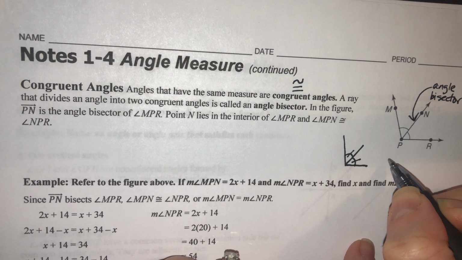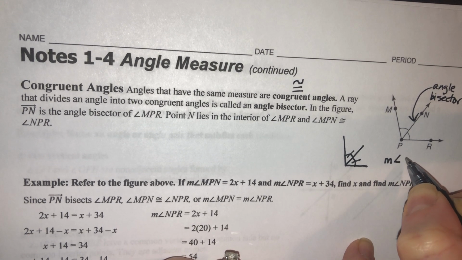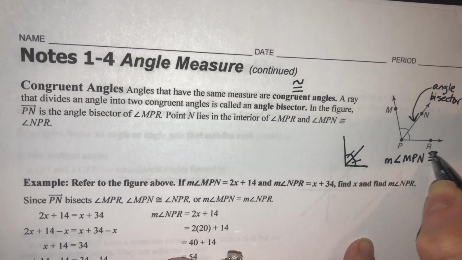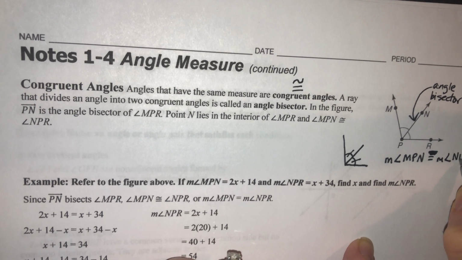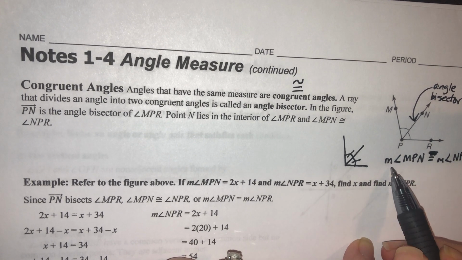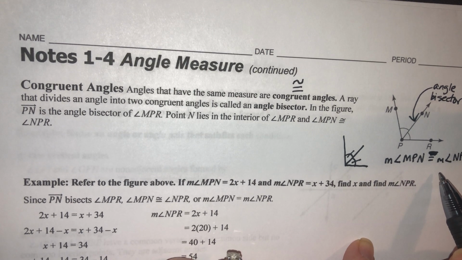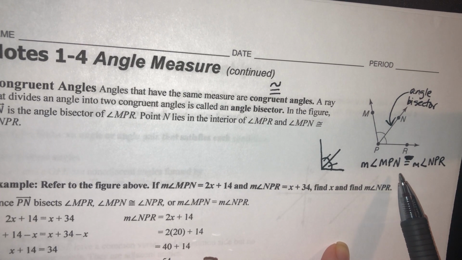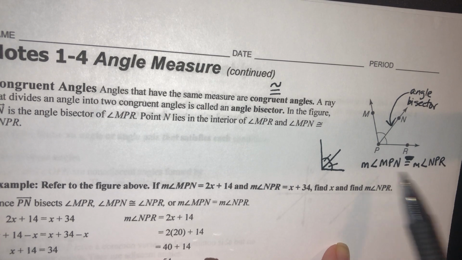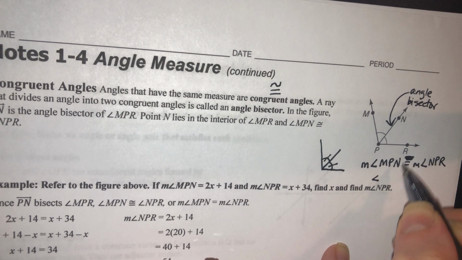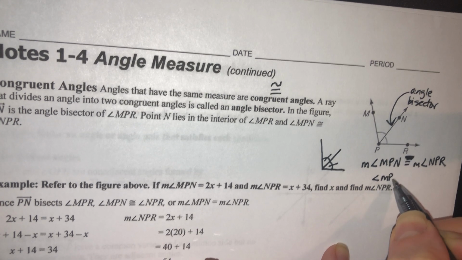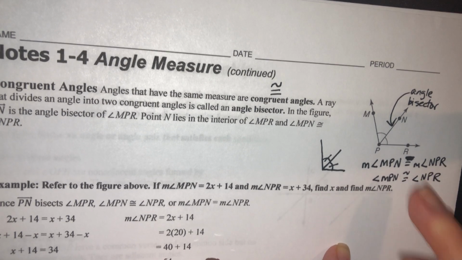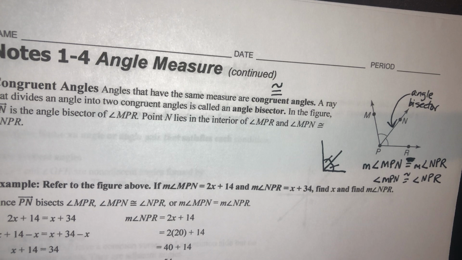And we can also say that the measure of angle MPN is equal to the measure of angle NPR. So when you put the little M symbol in front, that means the measurement of the angle. So we usually say those are equal because those are denoting numbers, not shapes. And so they would be equal quantities. And this would mean the same thing as angle MPN is congruent to angle NPR. So these mean the same thing, but it's two different ways of writing that those measurements are equal to each other.